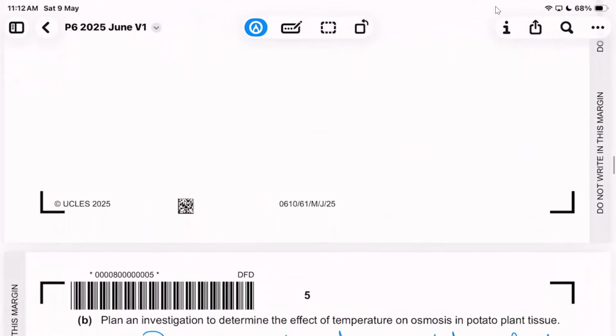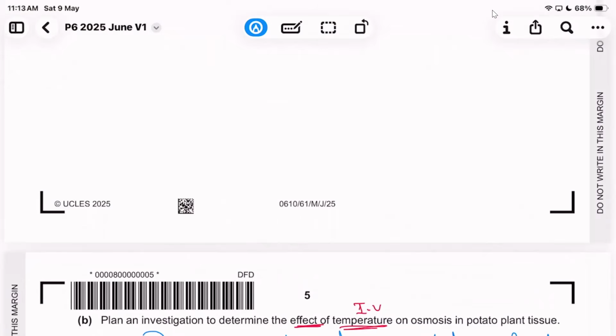Next question, plan an investigation to determine the effect of temperature on osmosis in potato plant tissue. So firstly, the effect of temperature. This is the independent variable that we have to change on the osmosis in potato plant tissue. In osmosis, how can we know this? We just bring the potato and cut it into similar size, and we have to measure the initial and the final mass, and we can measure the change in mass or percentage change.